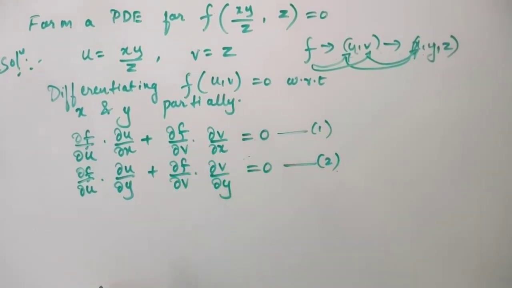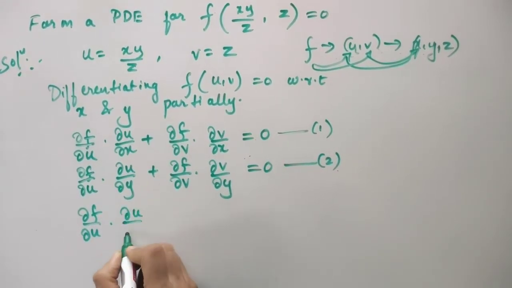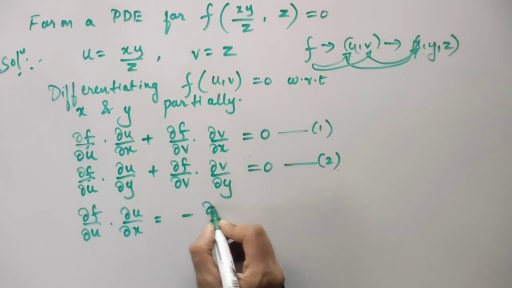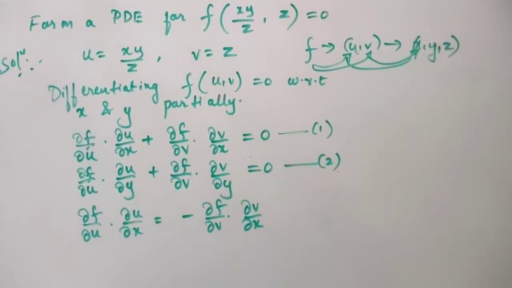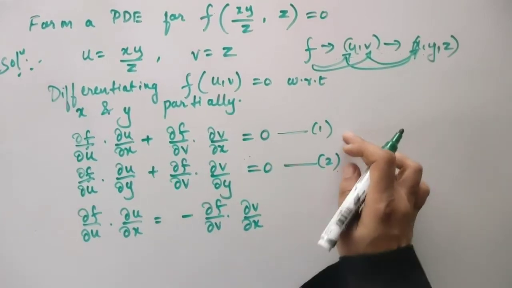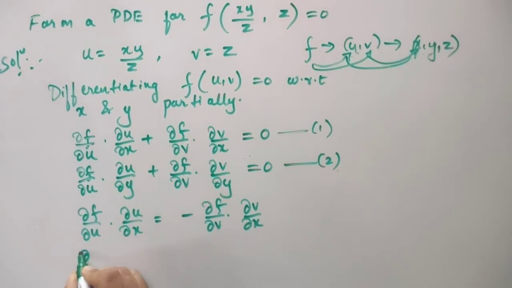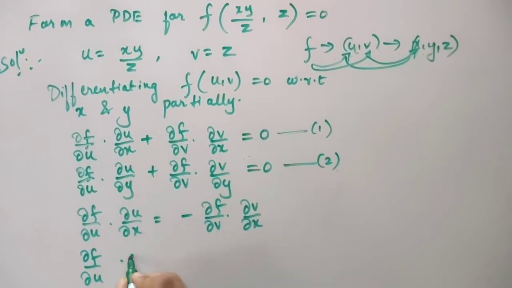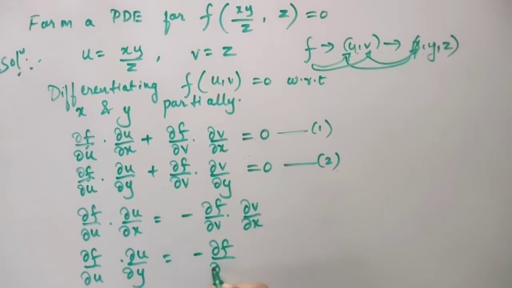Now equation 1 can be written as dou f by dou u into dou u by dou x is equal to minus dou f by dou v into dou v by dou x. Okay, equation 1 I can rewrite like this. Similarly, I can write equation 2 also. Dou f by dou u into dou u by dou y is equal to minus dou f by dou v into dou v by dou y.